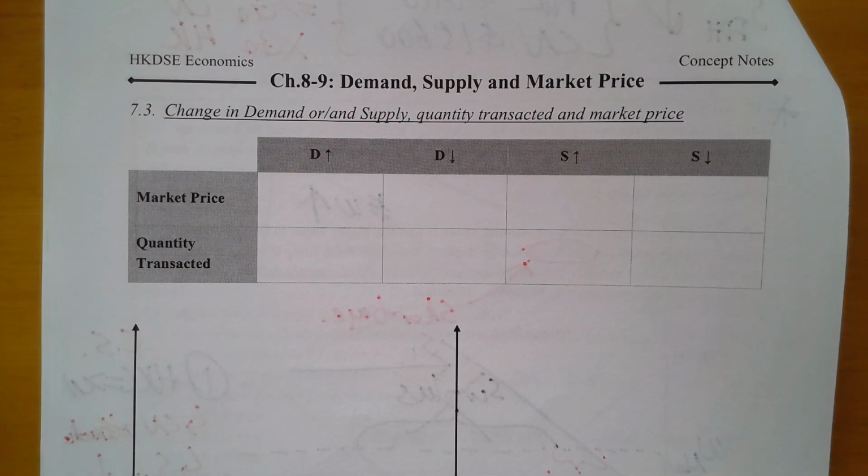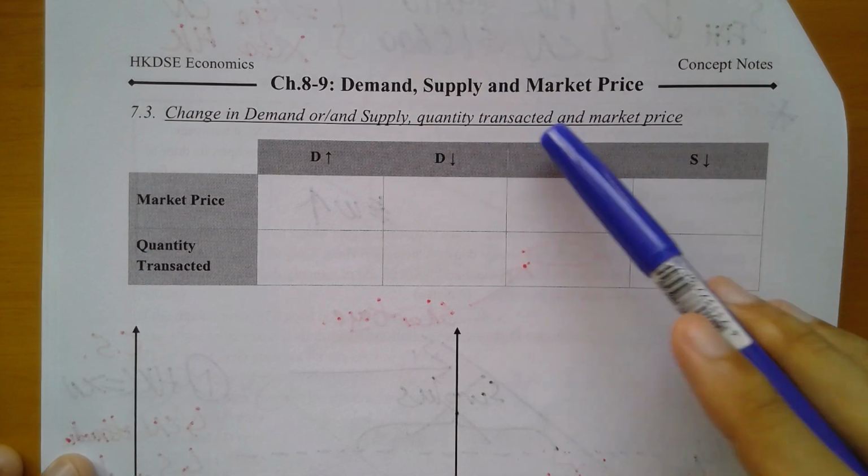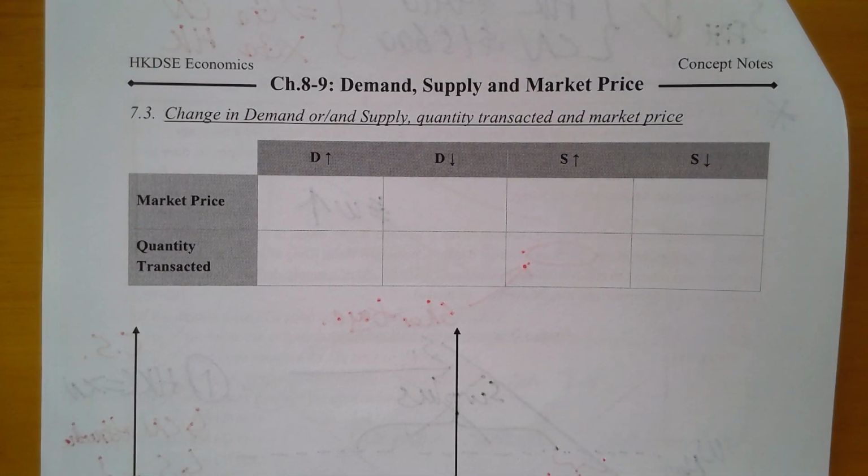Alright, we are into the final part of our revision video on demand and supply. For this final part, we are going to focus on a change in demand, change in supply, and how QT and market price would be changed. In this video we will focus mainly on doing questions.